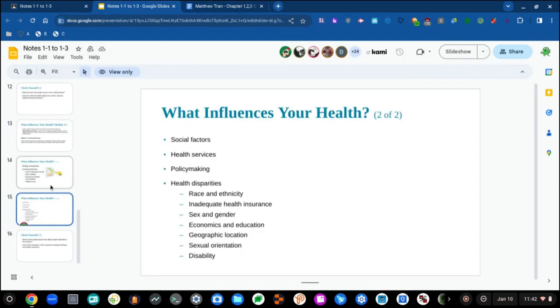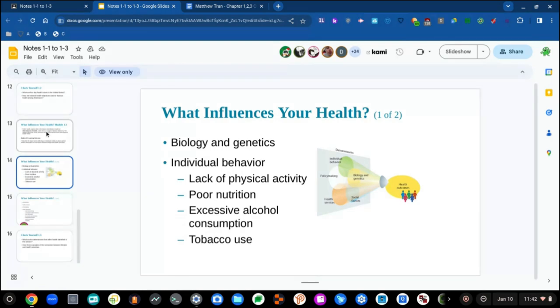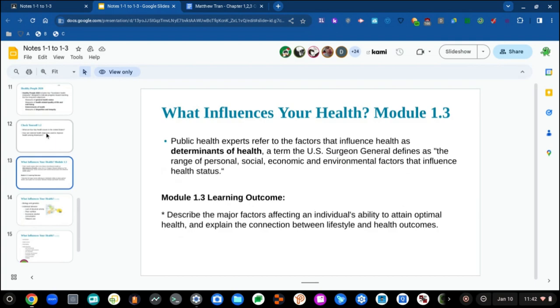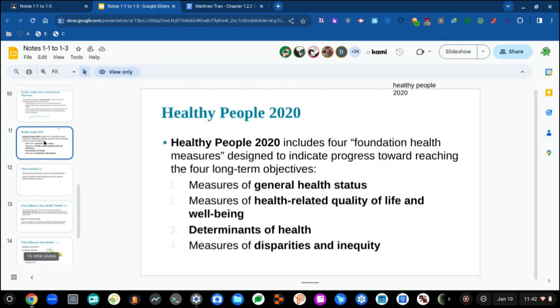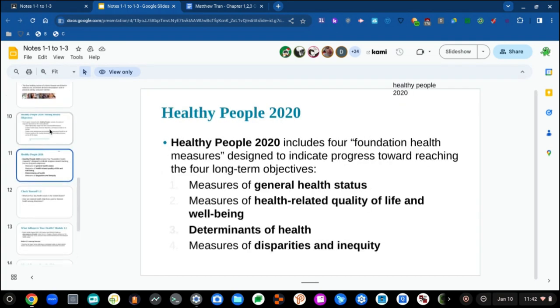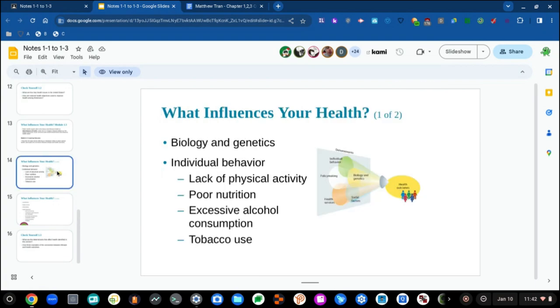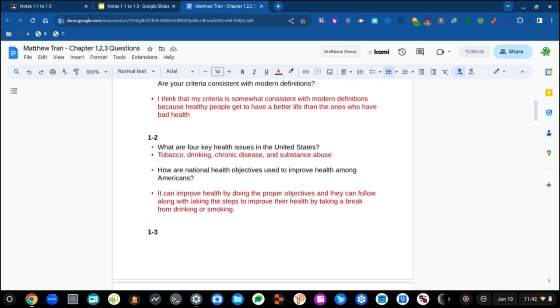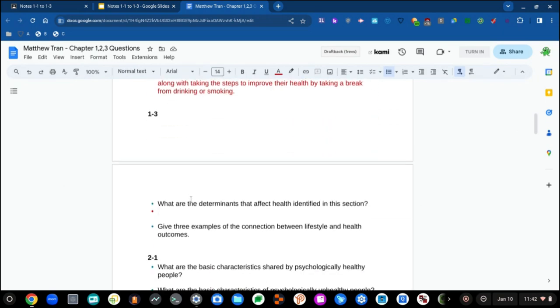And then there's various health disparities. So there's disparities among race and ethnicity, people without health insurance, sex and gender, economics and education, so poverty levels, geographic location where you live, because that's access to things, sexual orientation, and disability. So those things can all affect whether or not people have access to adequate health behaviors, right?